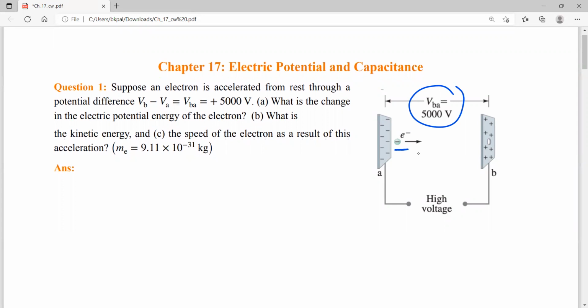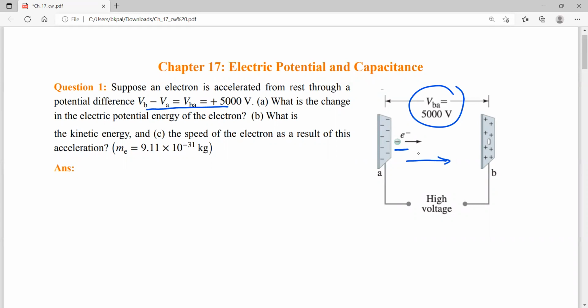If you remember from the lecture, for the negatively charged particle, the higher potential energy is close to the negative plate, and the low potential energy is close to the positive plate. So if you release this electron, it will automatically go in this direction without getting extra help. All right, so that's the information we are given.